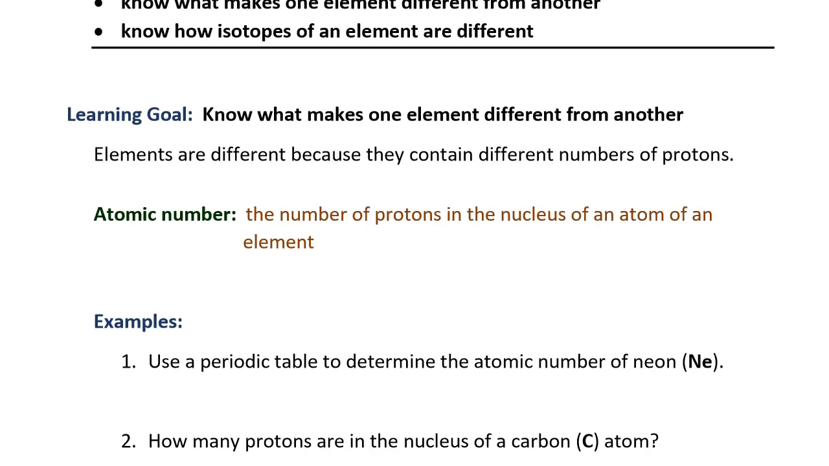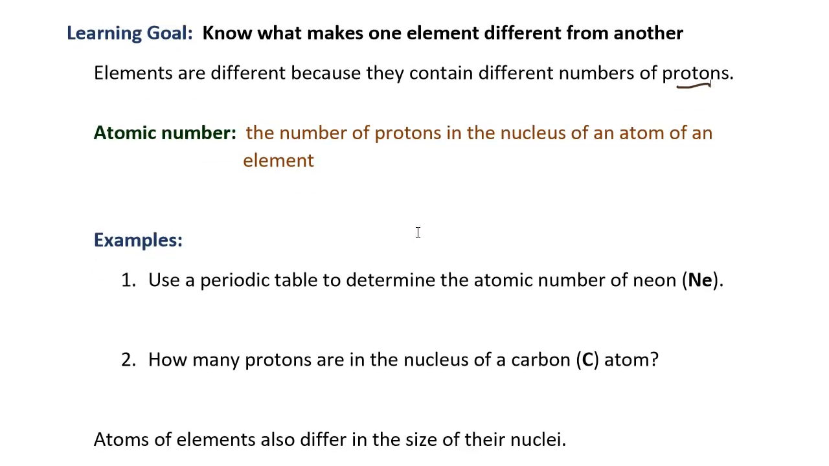What makes one element different from another element? Elements are different because they contain different numbers of protons. A vocabulary word is atomic number. The atomic number of an element is the number of protons in the nucleus of an atom of that element. Let's take a look at some examples.